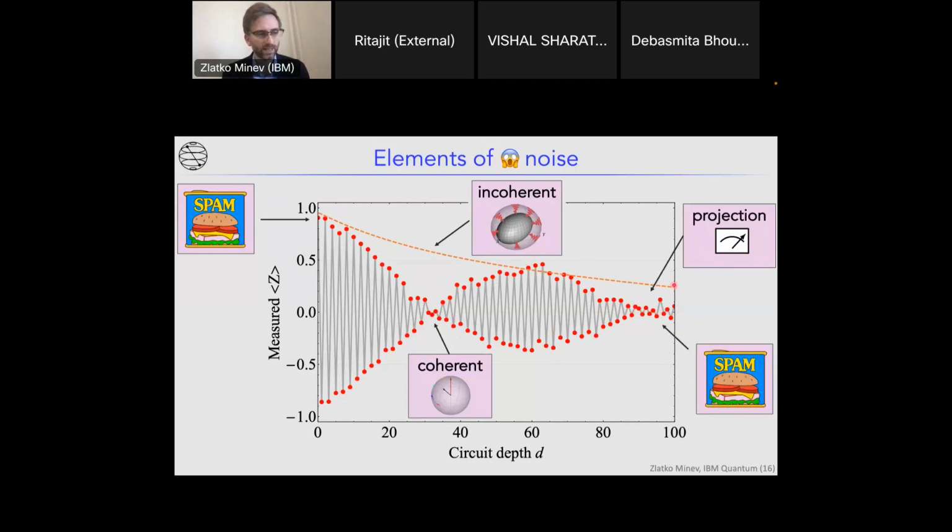And finally, you notice even at long depth and deep circuits, we still have fluctuations around the mean. Things aren't smooth as in our theoretical predictions. And that's both due to the SPAM and projection noise, which we'll touch on. And that's a fundamental noise inherent to quantum physics.